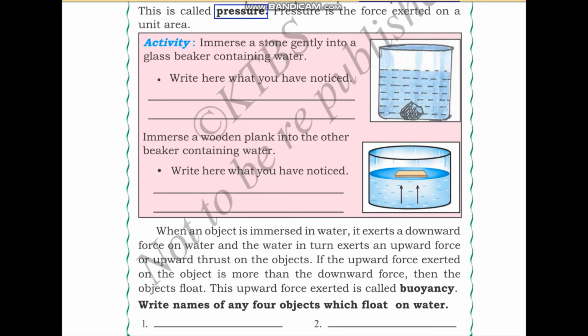Immerse a stone gently into a glass beaker containing water. What happens? Here, what you have noticed is that the stone sinks. Then immerse a wooden plank into another beaker containing water. What you have noticed is that the wooden plank floats on water.